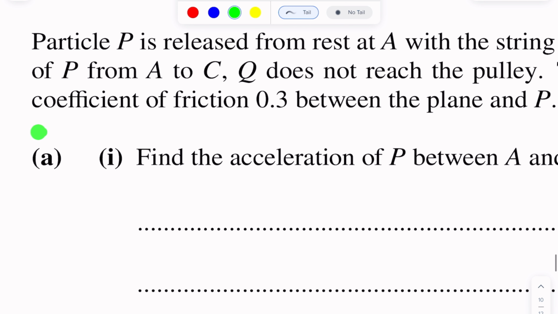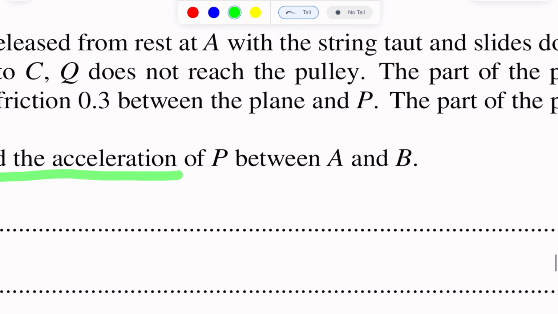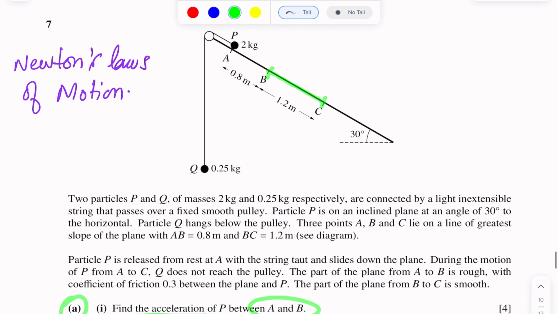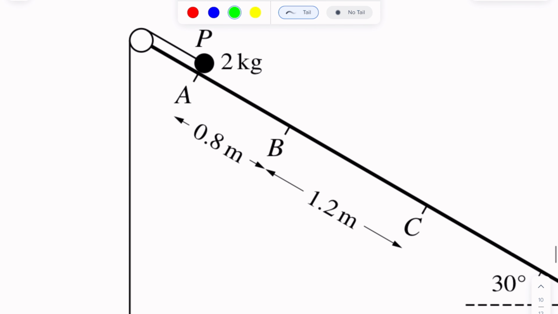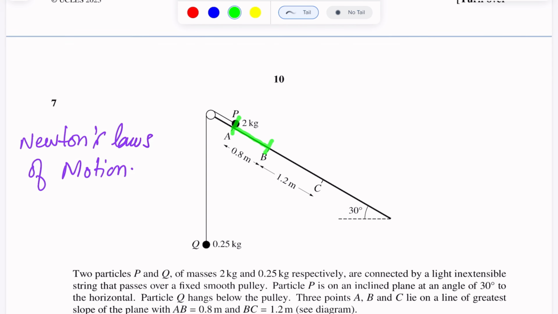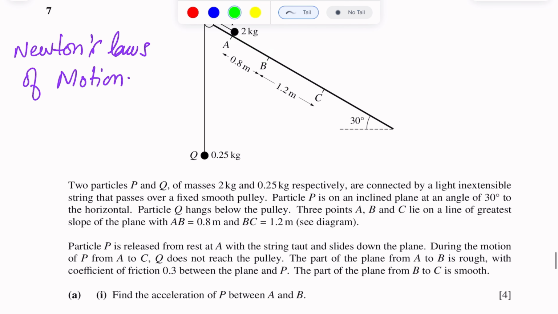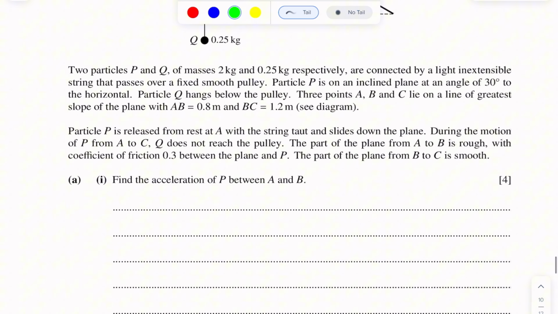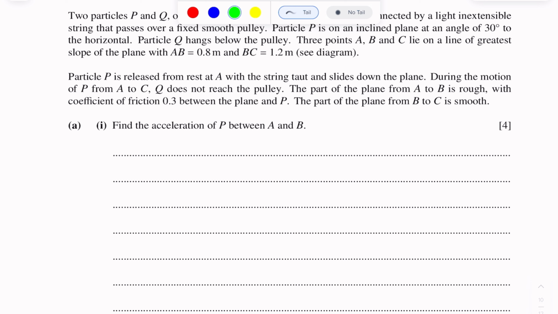Part A of this question is: find the acceleration of particle P between A and B. We have to find the acceleration of particle P from A to B. Now we will first make the diagram again.